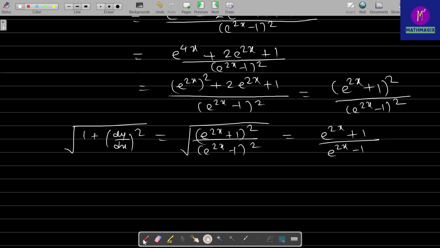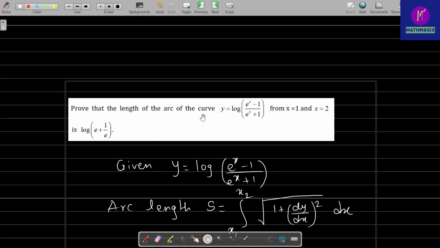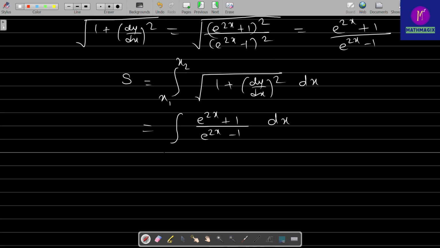So let us use the formula now of arc length, that is S equals the integral from x1 to x2 of the square root of 1 + (dy/dx)² dx. So this equals the integral of the square root of 1 + (dy/dx)², which is nothing but (e^(2x) + 1) upon (e^(2x) − 1) dx. And we need to find here the arc length of y = log((e^x − 1)/(e^x + 1)) from x = 1 to x = 2. So obviously limits will vary from 1 to 2. Now let us find out the integration of this.